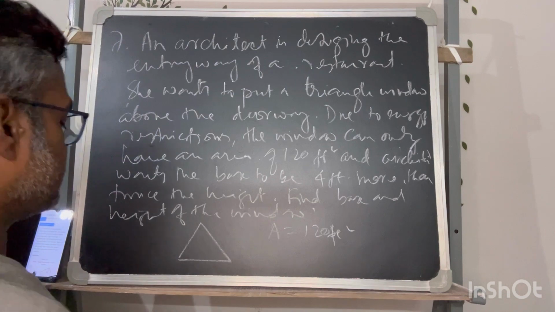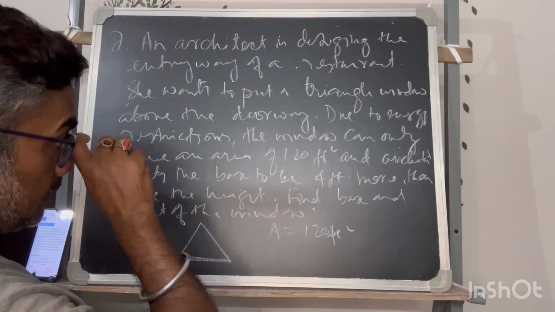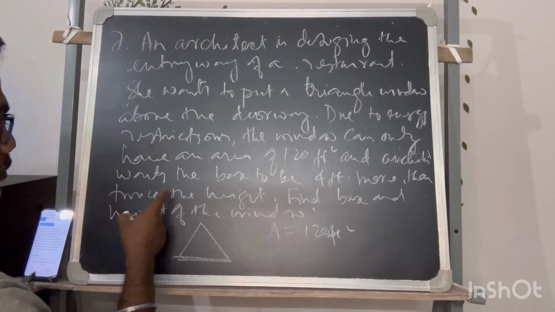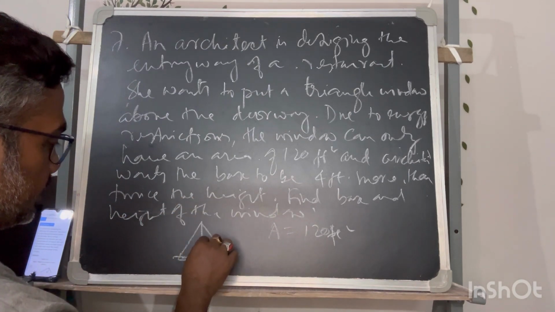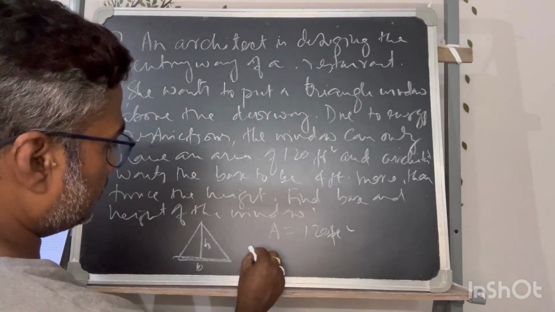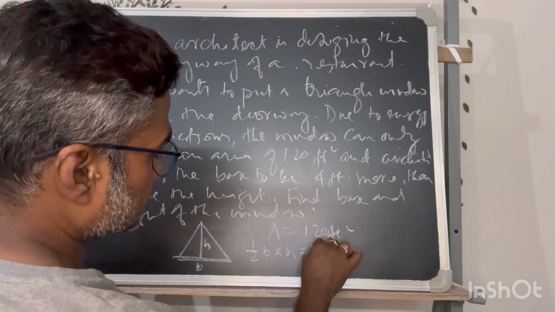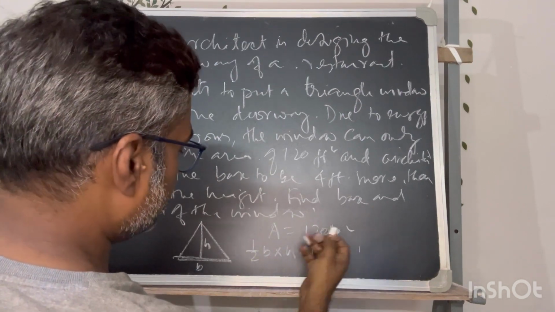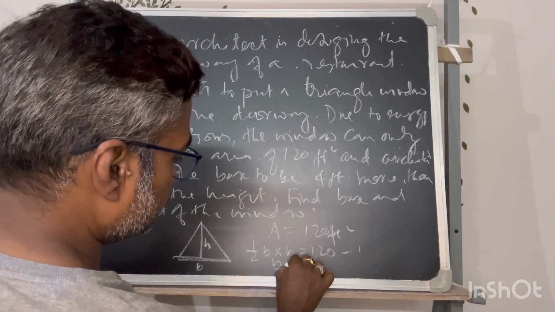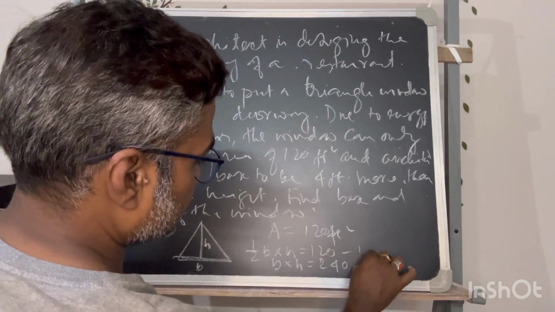And what is the condition? The base is 4 feet more than twice the height. If you take the height h and the base b, you know area is half into base into height. This is the first thing you know. This could be the first equation, or by simplifying, b into h is equal to 240. This will be your first equation.